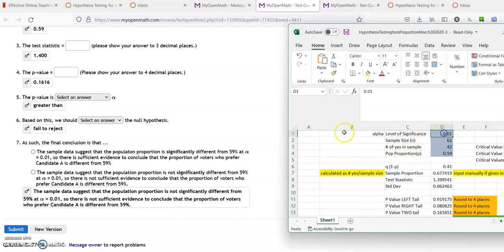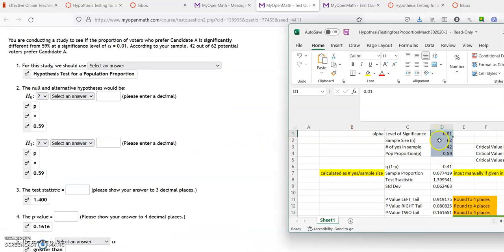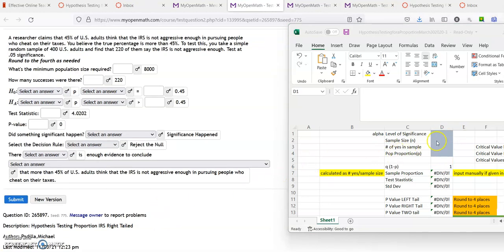Okay, and again, 0.01 goes here. Sample size 62, number of yes 42, population proportion 0.49, and you have to go in and manually put in equals D3 divided by D2 to get your sample proportion, which is 42 divided by 62. Okay, level of significance goes here.